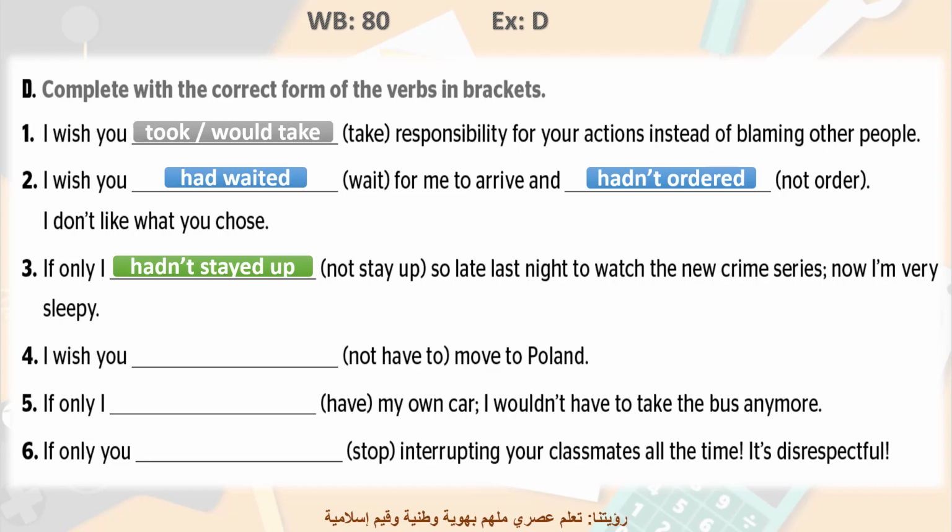What about number 4? I wish you, space, not have to move to Poland. Yes, I wish you didn't have to move to Poland, because he already moved to Poland, but this is a present wish. That's why we use a past simple tense of the verb given.